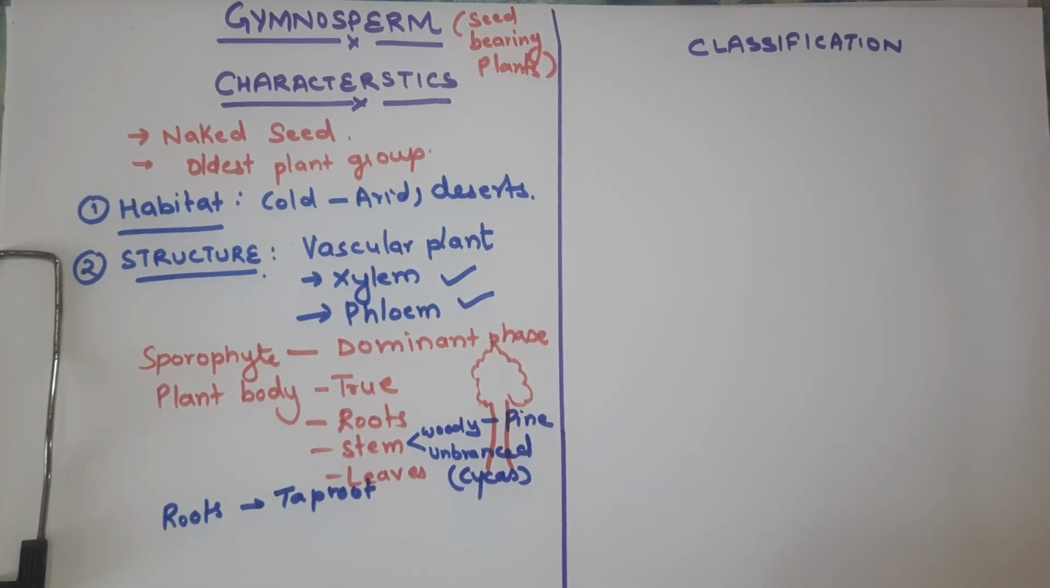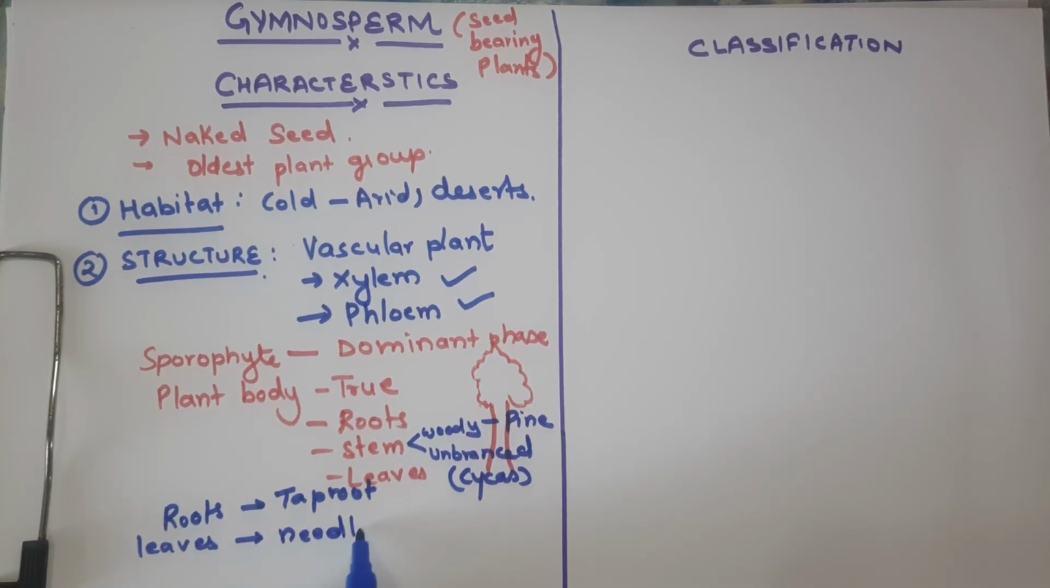And if we talk about the leaves, they can be needle like, as in the case of the pine tree, and this needle like structure is to reduce water loss. They can also be tough and leathery, and they can be scale like also. So all these modifications help the plant in water conservation. So this is about the structure.